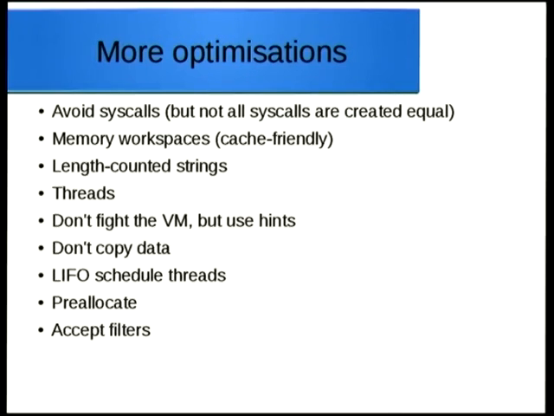We try to avoid copying data, so because we use memory workspaces, we just read the entire request into the workspace and try to do as little header processing as possible. When we schedule the threads, the ones that we used most recently are probably still in cache, so it's better to pick them than the ones which have been idle for a while. We pre-allocate as much as possible, because it's better to do work while you're idle rather than when you're busy trying to deliver objects.